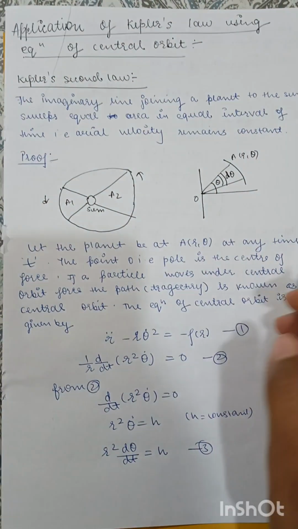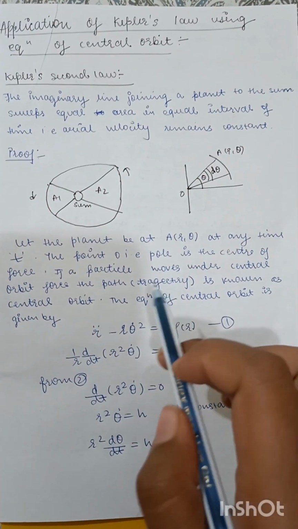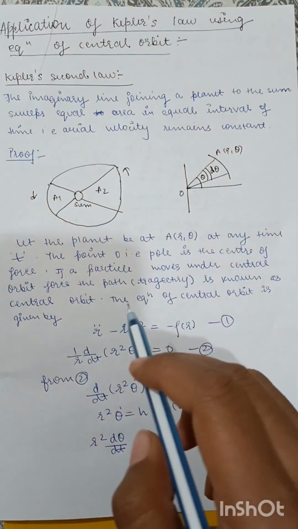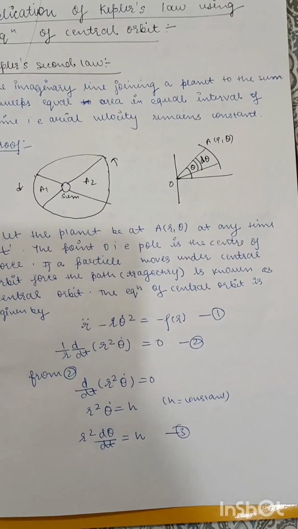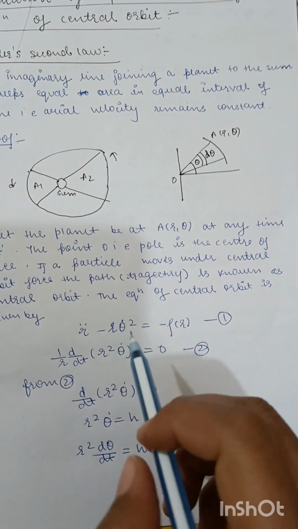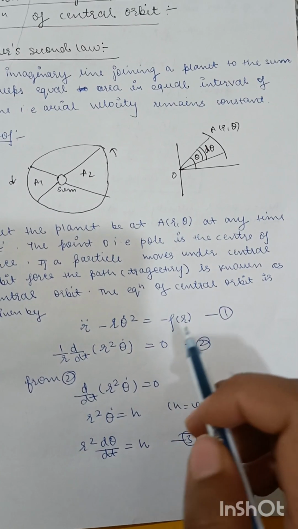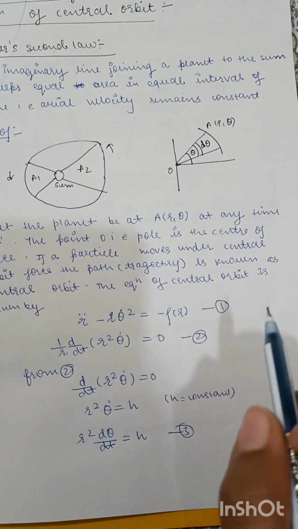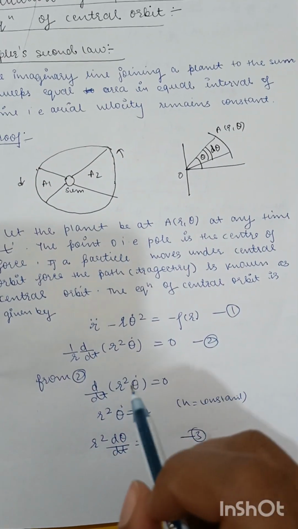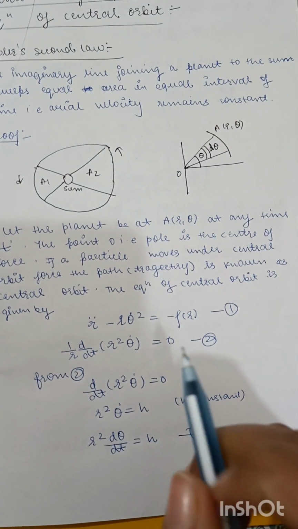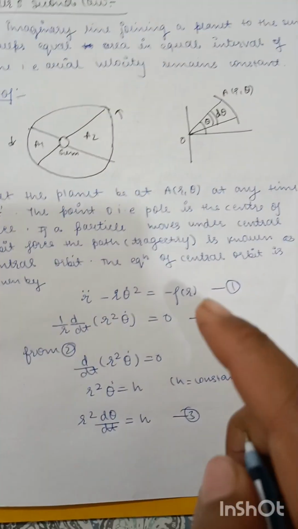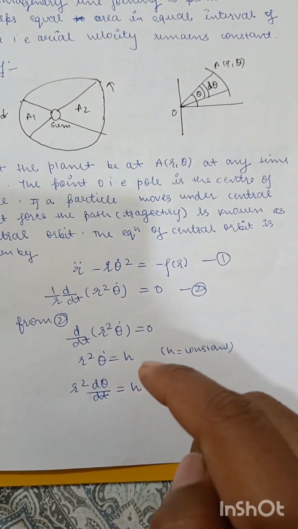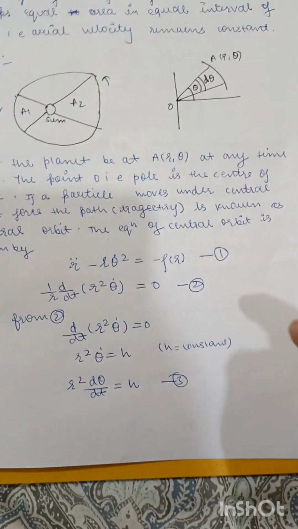If a particle moves under a central force, its trajectory is known as a central orbit. The equation of the central orbit is given by d square r by dt square minus r (d theta by dt) whole square equals minus f(r), which is equation 1. Then 1 upon r d upon dt of r square d theta by dt equals 0, equation 2. From equation 2, r square d theta by dt equals h, where h is a constant, which is equation 3.